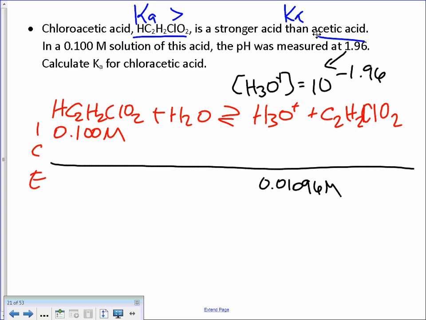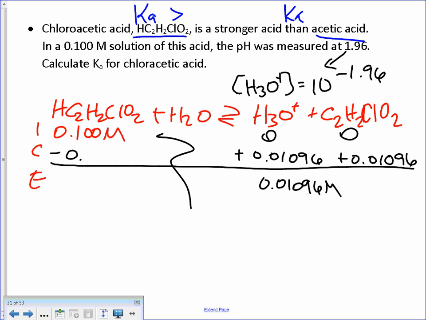Fill in the rest, and we'll talk about the Ka. So what else can I fill in immediately? The initials. Right, so I know the initials for both of these are 0. I know water is irrelevant. What else do I know? The change. The change for everything, right? So I actually know X. I'm not going to put X's in. I know this is plus 0.01096, plus 0.01096. This is subtracting 0.01096. So then this value is 0.08904.